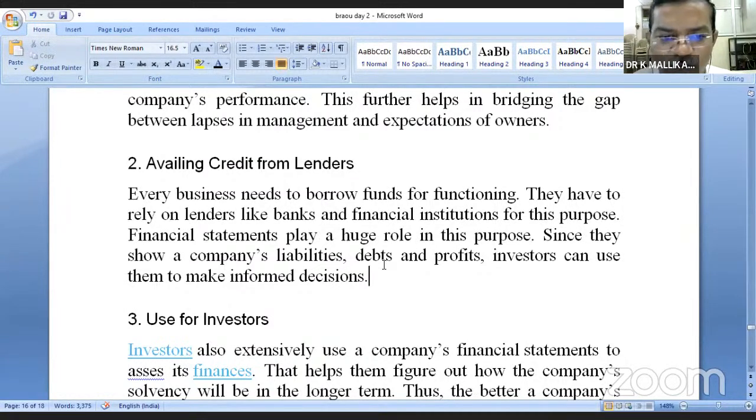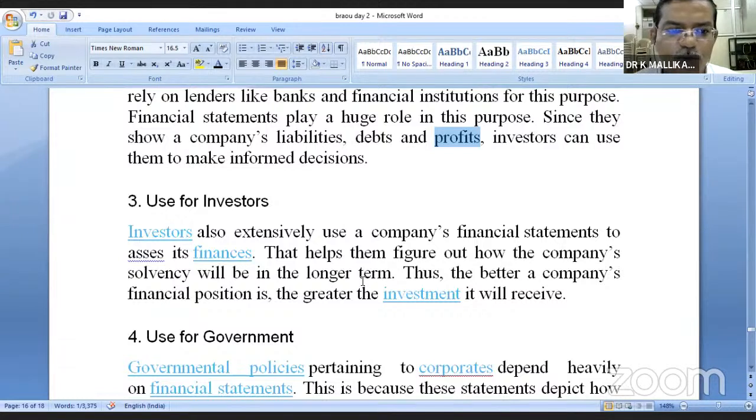Okay, what is the proportion of debt the company has? What is the debt? What are the liabilities? And what is the company's profit for this year, last year, the previous year? They are comparing the last 5 years, right? Comparing, that is the use for lenders. Next, the uses for investors.